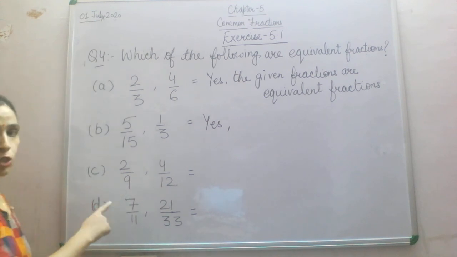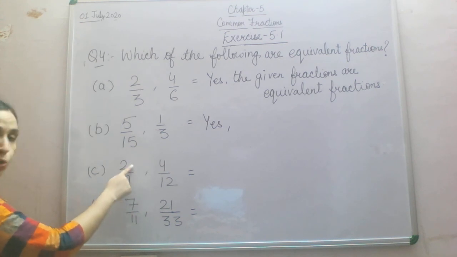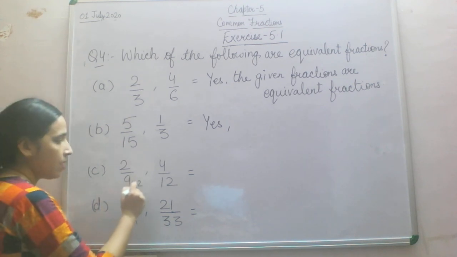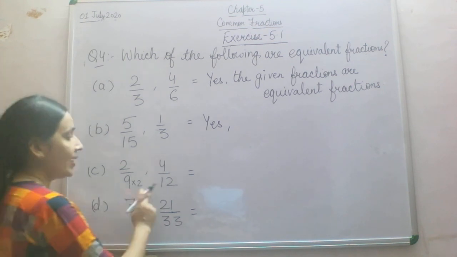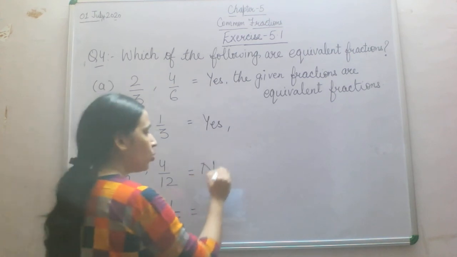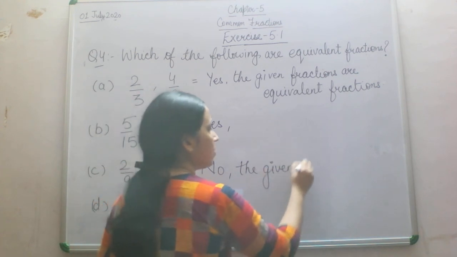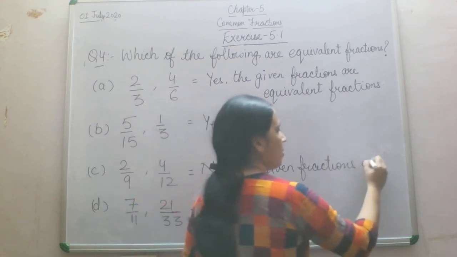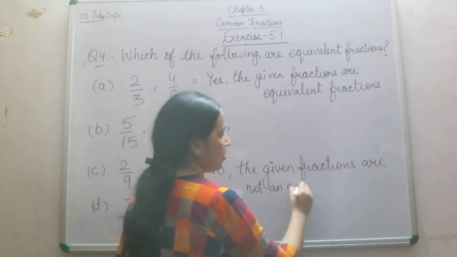Similarly, come to the next, 2 by 9 and 4 by 12. When we multiply 2 into 2, we get 4. But when we multiply 9 into 2, are we getting 12? No. We are getting 18, and 18 is not given. So what will we write here? No, the given fractions are not equivalent fractions.